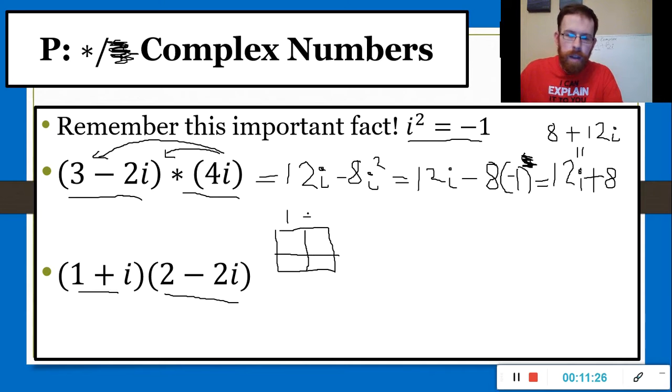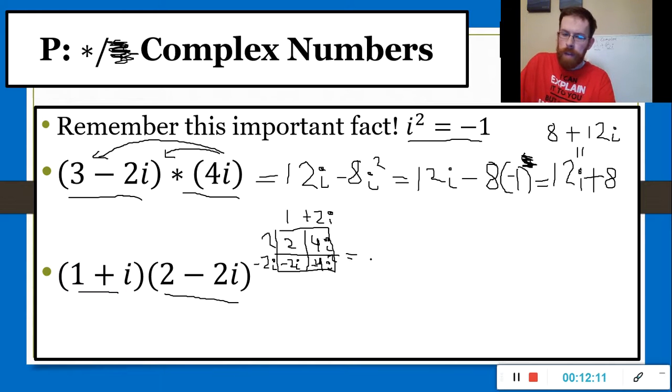I have 1 plus 2i, and then 2 minus 2i. Now this is kind of small, I should have written it bigger, but we'll make do. 1 times 2 gives me 2. 2i times 2 gives me 4i. 1 times a negative 2i gives me a minus 2i. And then a negative 2i times a positive 2i is a negative 4i squared. At this point, you just combine your like terms.